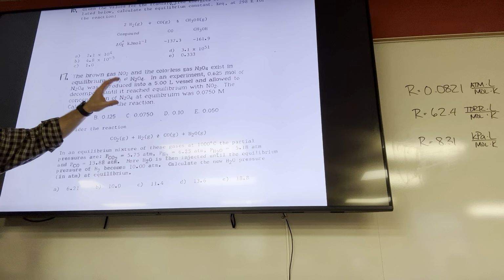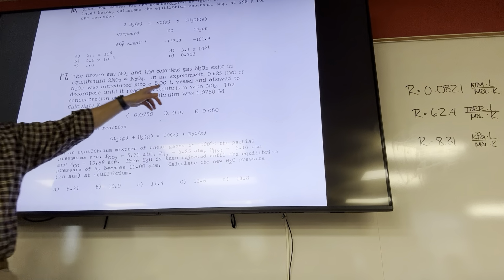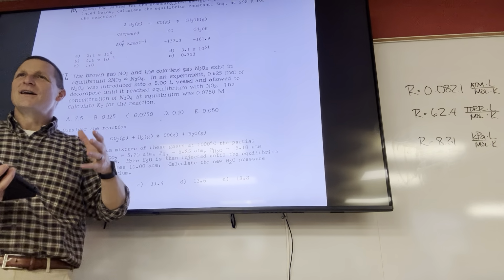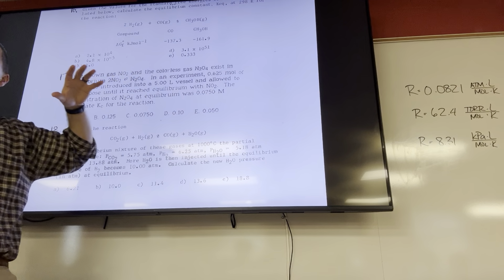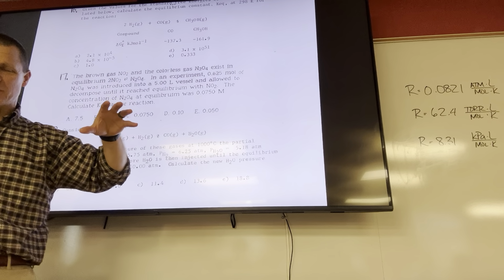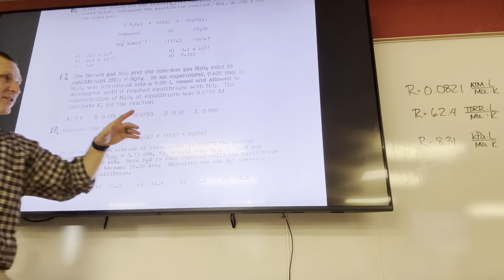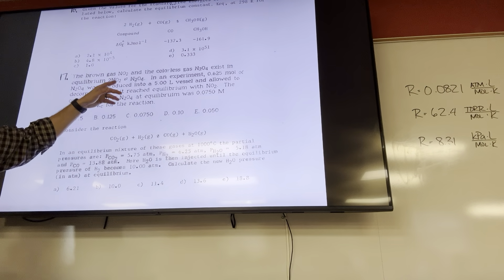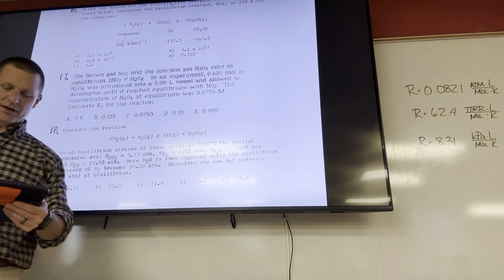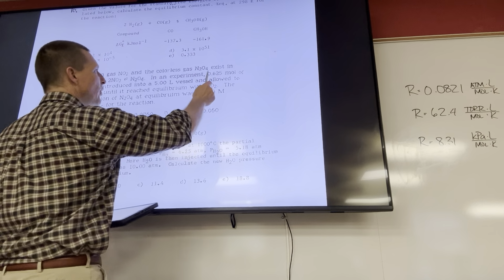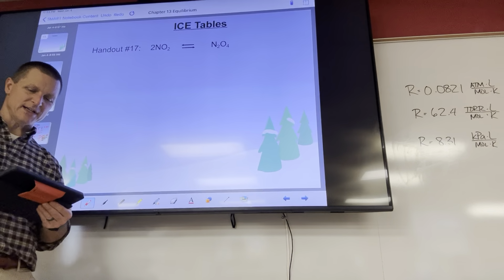For this one, what makes it different is that we have an empty vessel. It says a 5-liter vessel, with nothing in it until some N2O4 is added. So they're adding the product of the reaction to the vessel. It did not add any reactant. It did not say anywhere that some NO2 was added, just the product. So that means this. Now let's remember what we have here. We've got 0.625 moles in a 5-liter vessel.